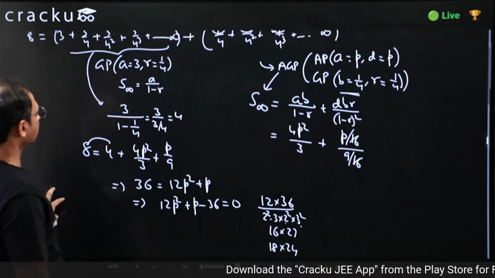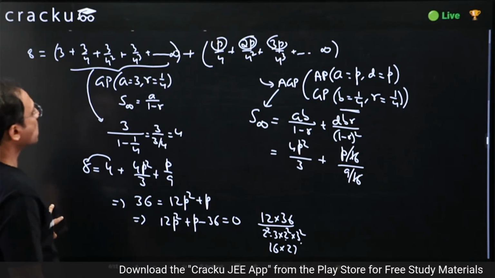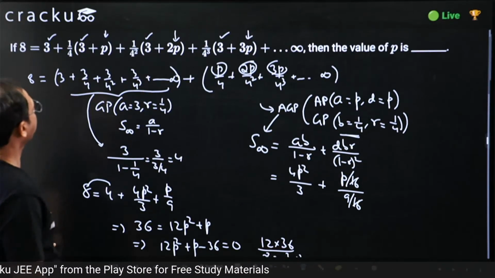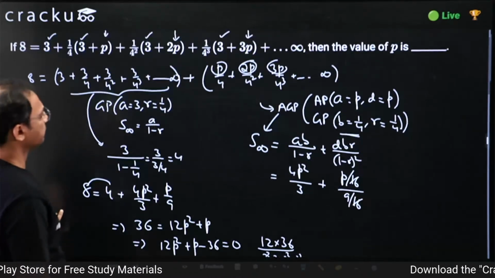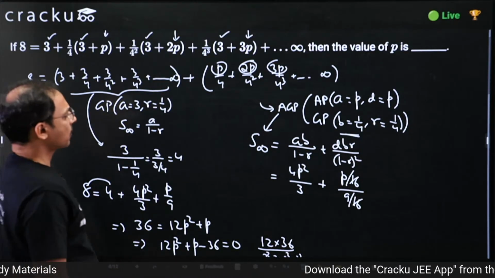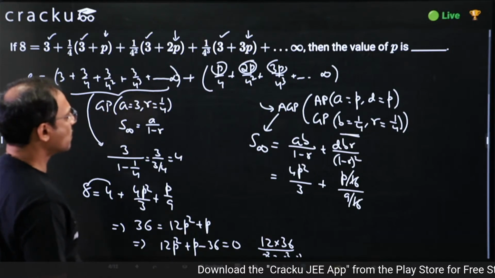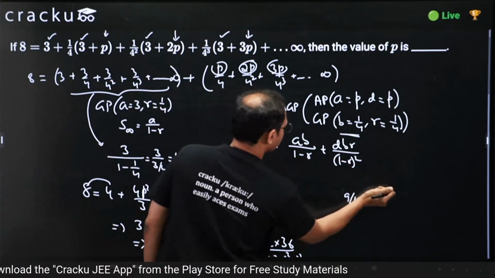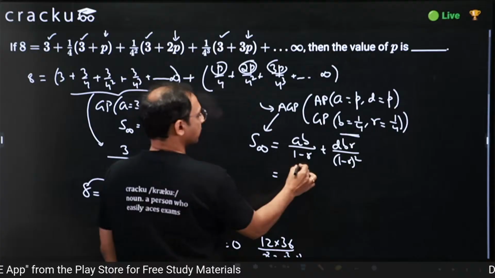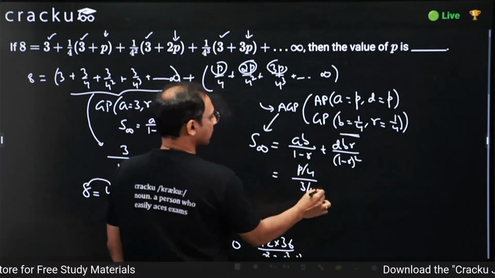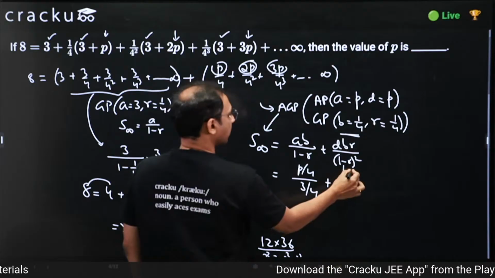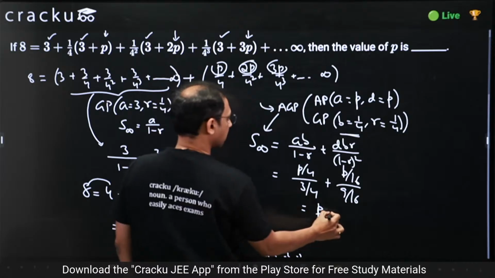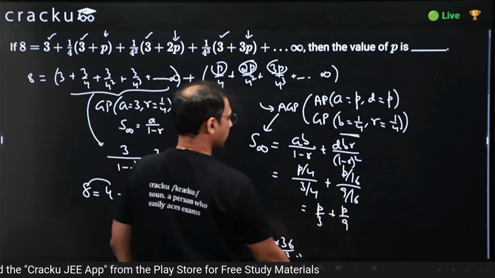So we have AB by 1 minus R. Let me cross check it once again. So here AB is P by 4, 1 minus R is 3 by 4, dBr is P by 16, this will be 9 by 16, so we have P by 3 plus P by 9.